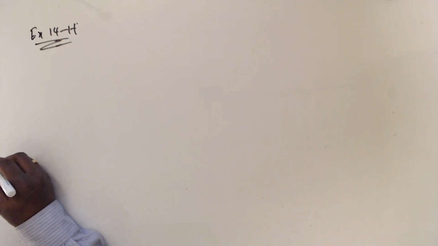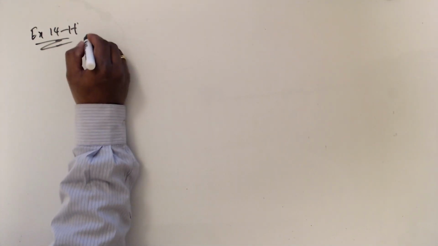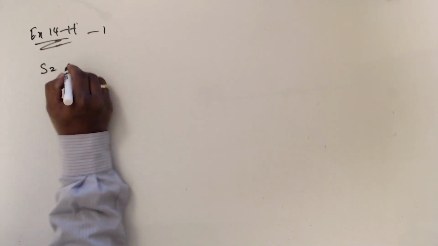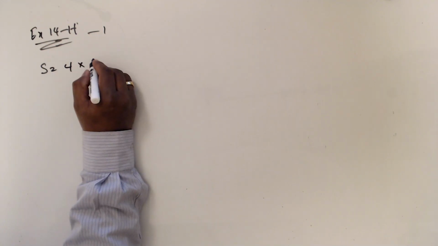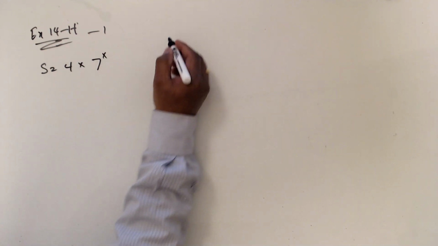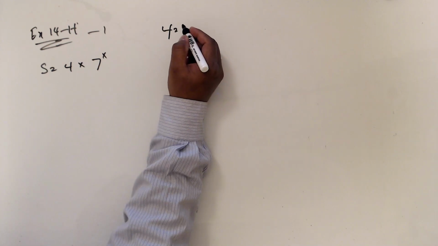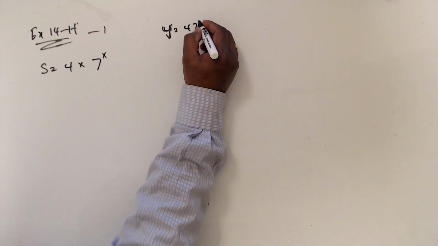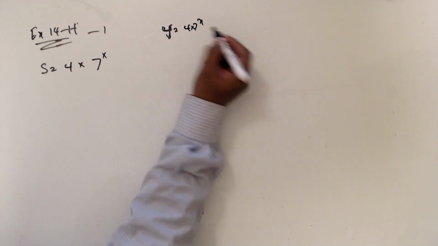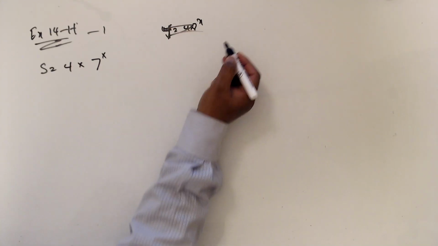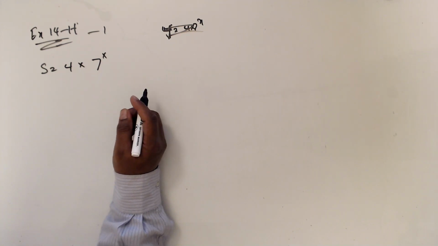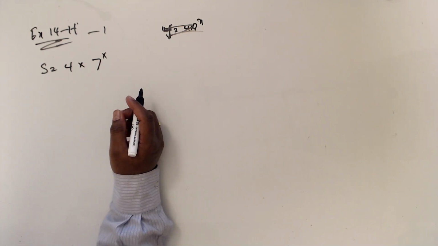Exercise 14, question number 1. Two variables s and x are related by s equals 4 times 7 to the power x. We can see that in question A the log appears.